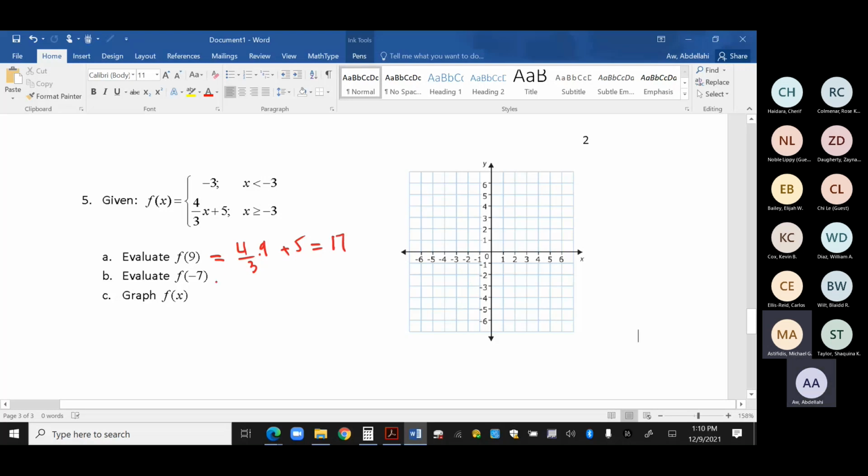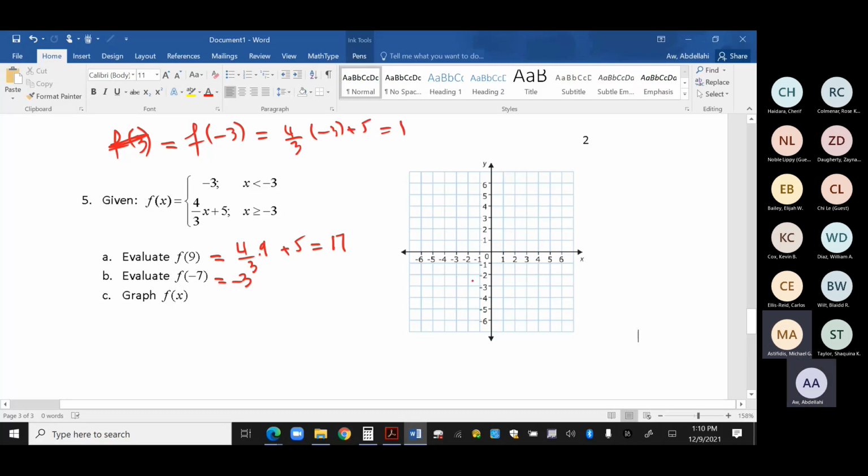Okay. f of -7, which one are you going to use? The first one or the second one? You're going to use the first one, which is negative 3. It doesn't change. If I say f of -3, which one are you going to use? The second one. I'm going to use the second one, which is 4/3 times -3 plus 5, which is 1, right?